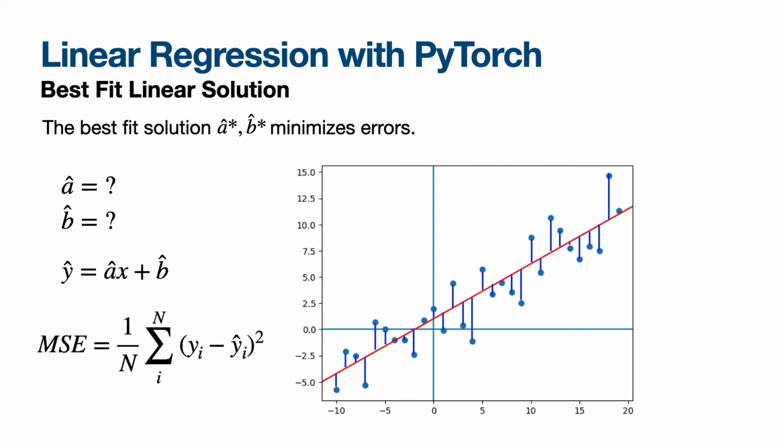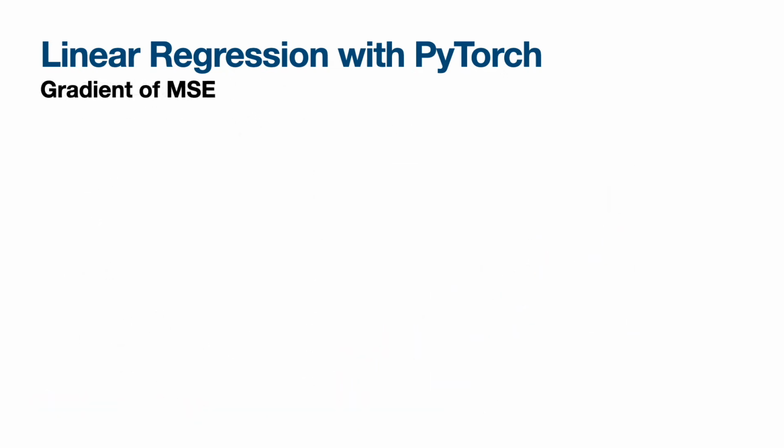Mathematically, we calculate an average of squared errors, which we call mean squared error or MSE. MSE is always 0 or a positive number. MSE becomes larger when our estimate fits sample data points poorly. Therefore, the best fit solution should have the smallest possible MSE. In other words, we want to adjust our estimates of a and b to minimize MSE. We want to adjust a hat and b hat to minimize MSE.